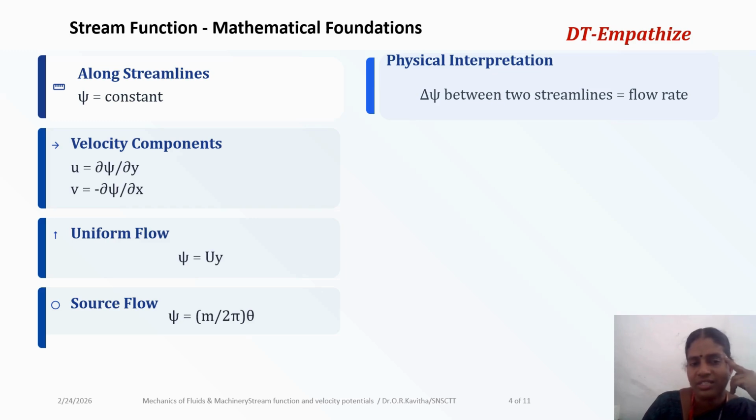For a streamline, we represent it by the letter ψ, and ∂ψ is nothing but the difference between the streamlines, and it is equal to the flow net. The velocity components are taken as u and v. So u is nothing but ∂ψ/∂y, and the velocity in the y direction is the negative derivative, minus ∂ψ/∂x. For a uniform flow, ψ will be Uy, and for a source flow, ψ will be m/2π times θ.